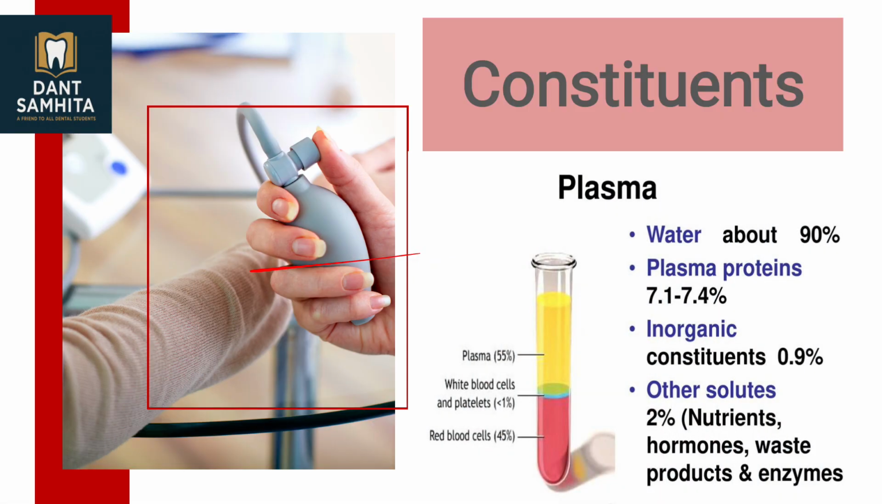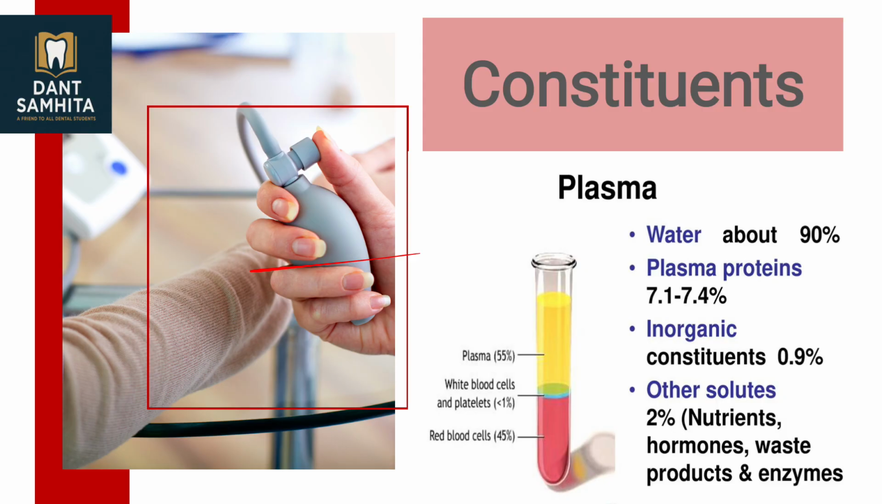So, what do you understand by the word plasma? In the last lecture, we have already covered what blood consists of. Blood consists of plasma, WBC, that is the white blood cells, the RBC, that is the red blood cells, the platelets, the fibrinogen, and the clotting factors, so on and so forth. But now we are concentrating only on the plasma portion of the blood.